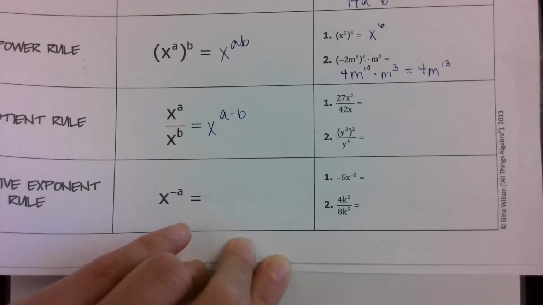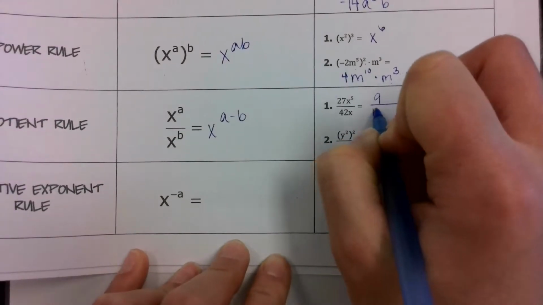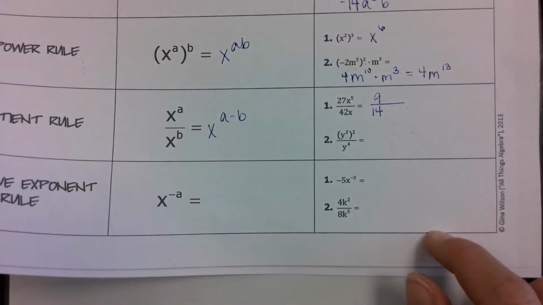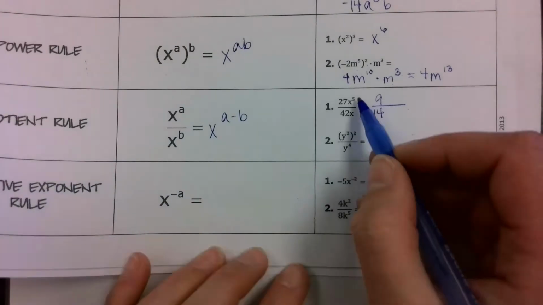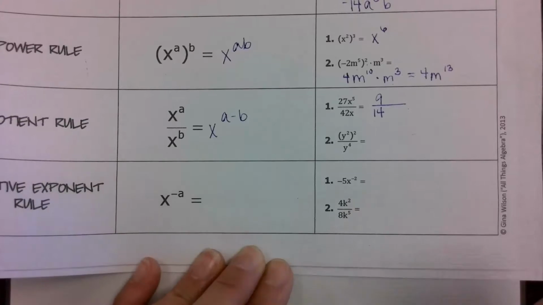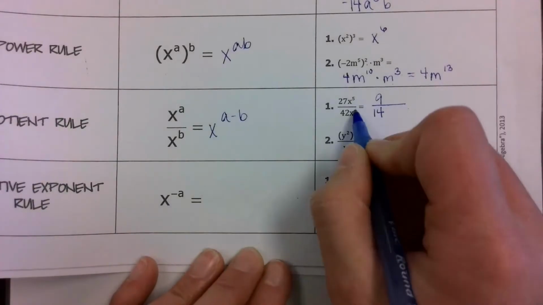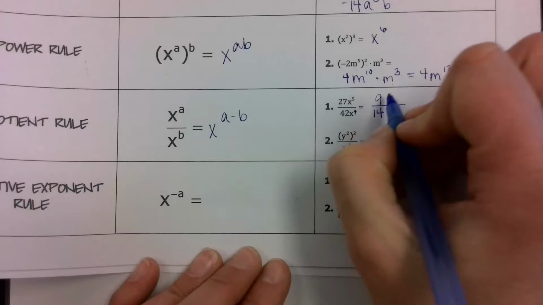Nine over 14. So we got a 9 on top, 14 on the bottom. We're just reducing that fraction. Then we've got x to the 5th over x. So what do we have to do with our exponents when dividing terms with like bases? Subtract, just like we said over here. So this is like 5 minus 1. And what is 5 minus 1? So that's like x to the 4th.